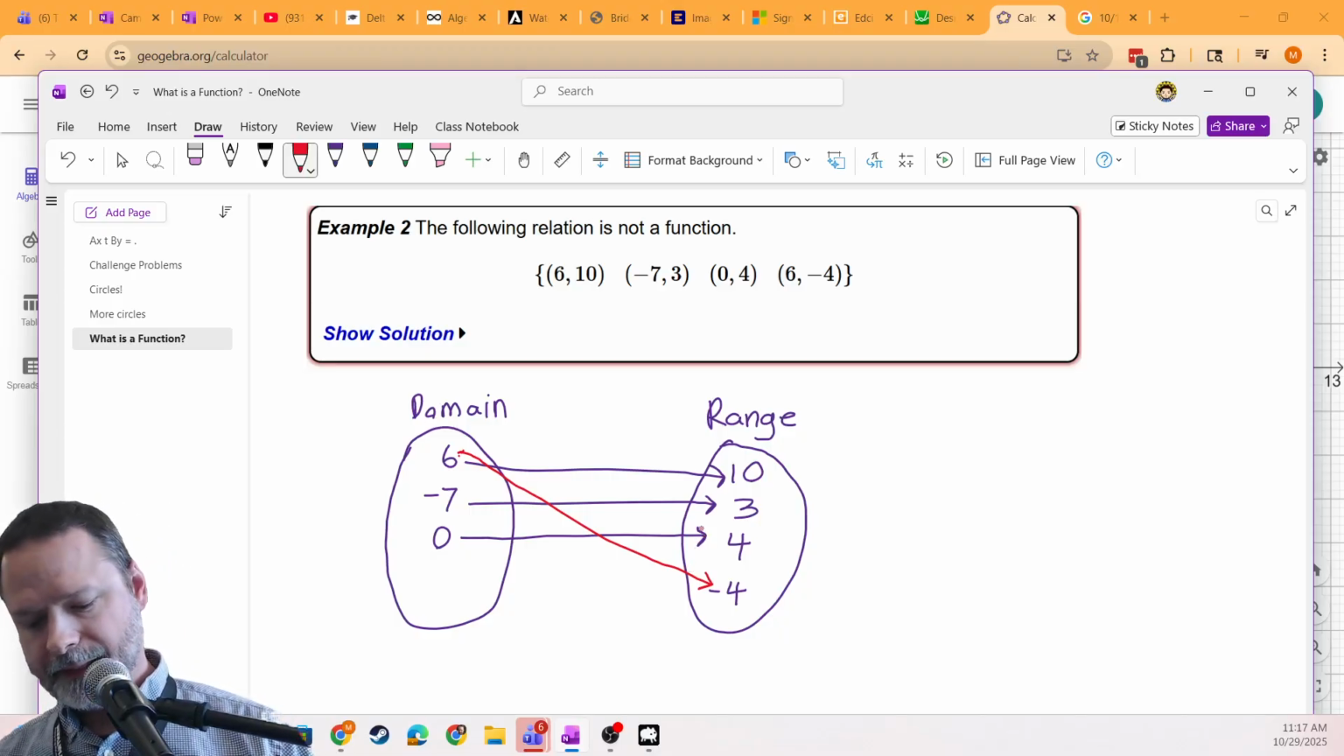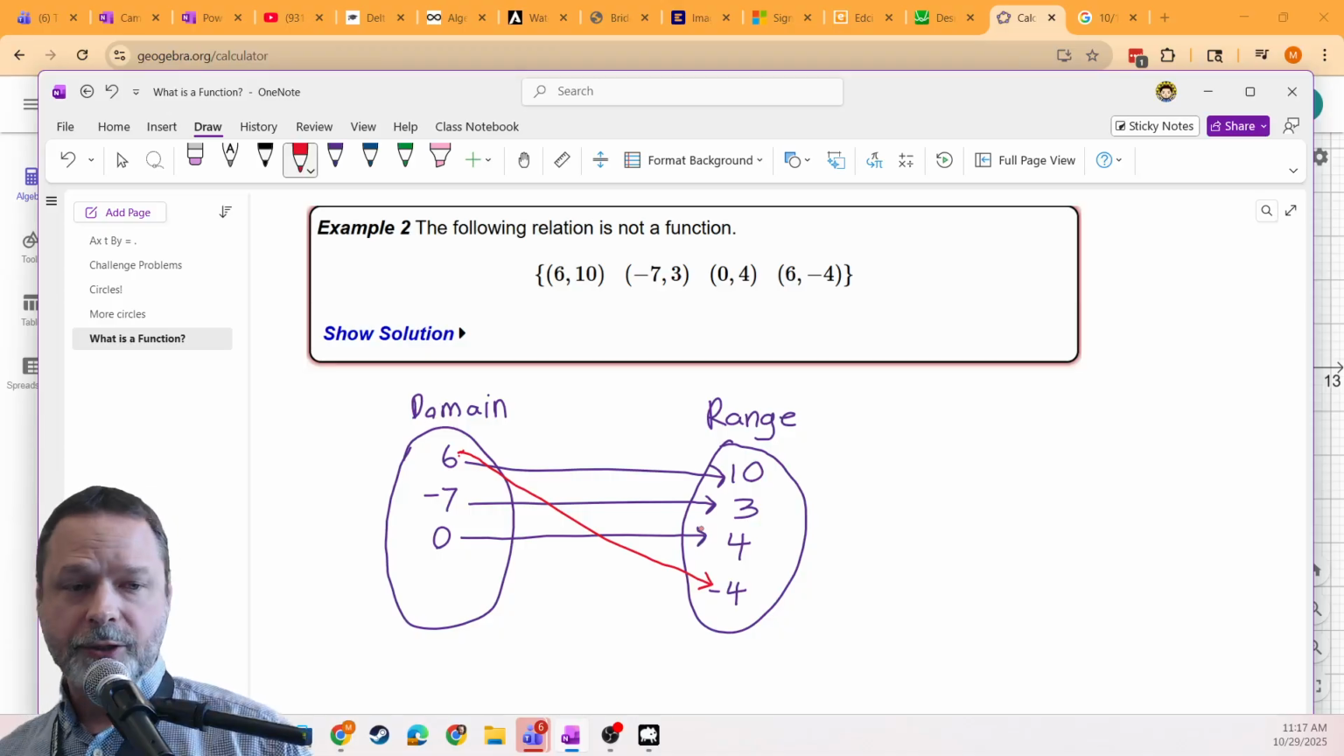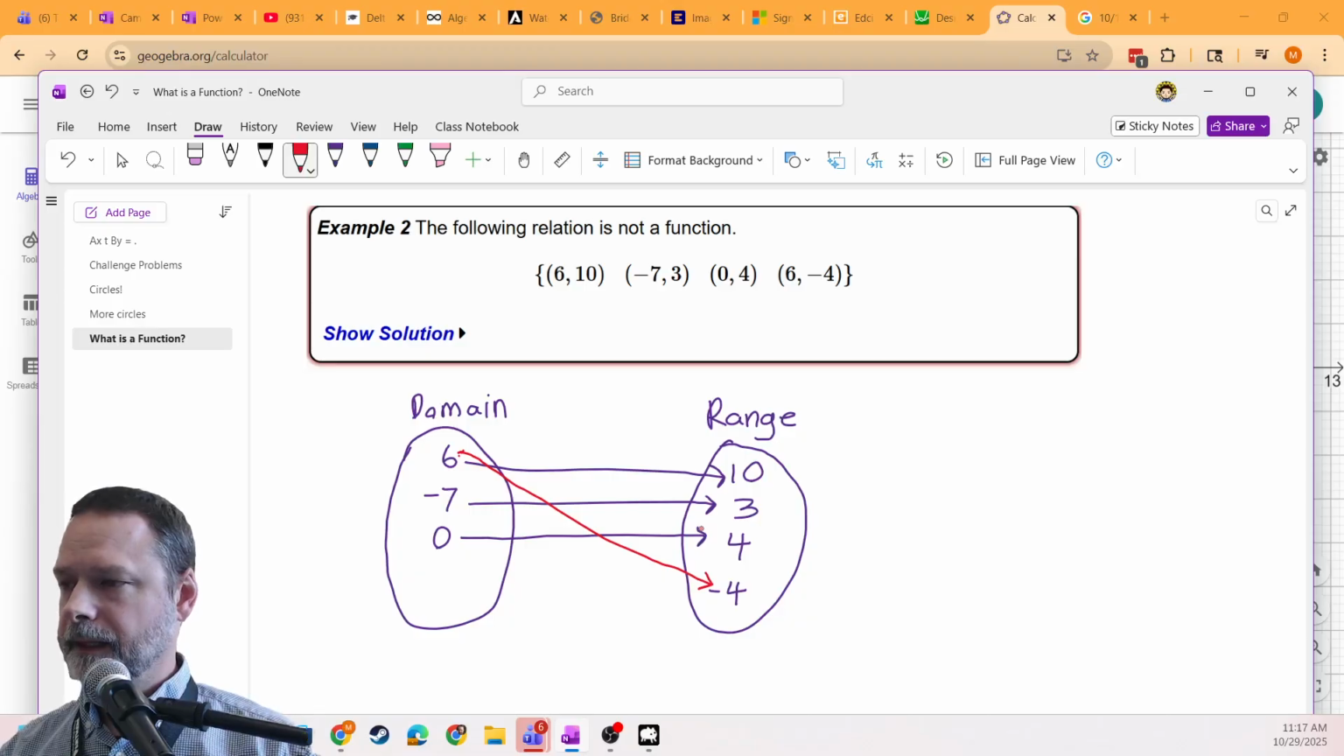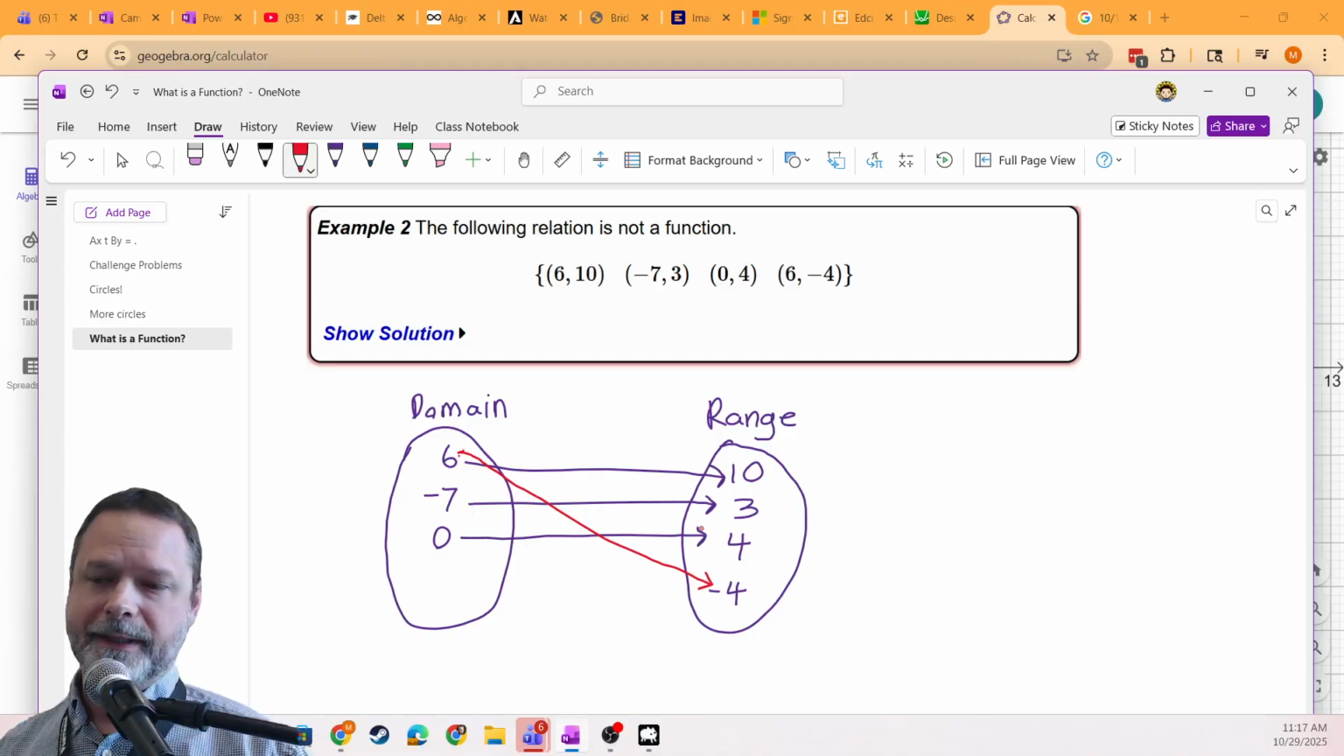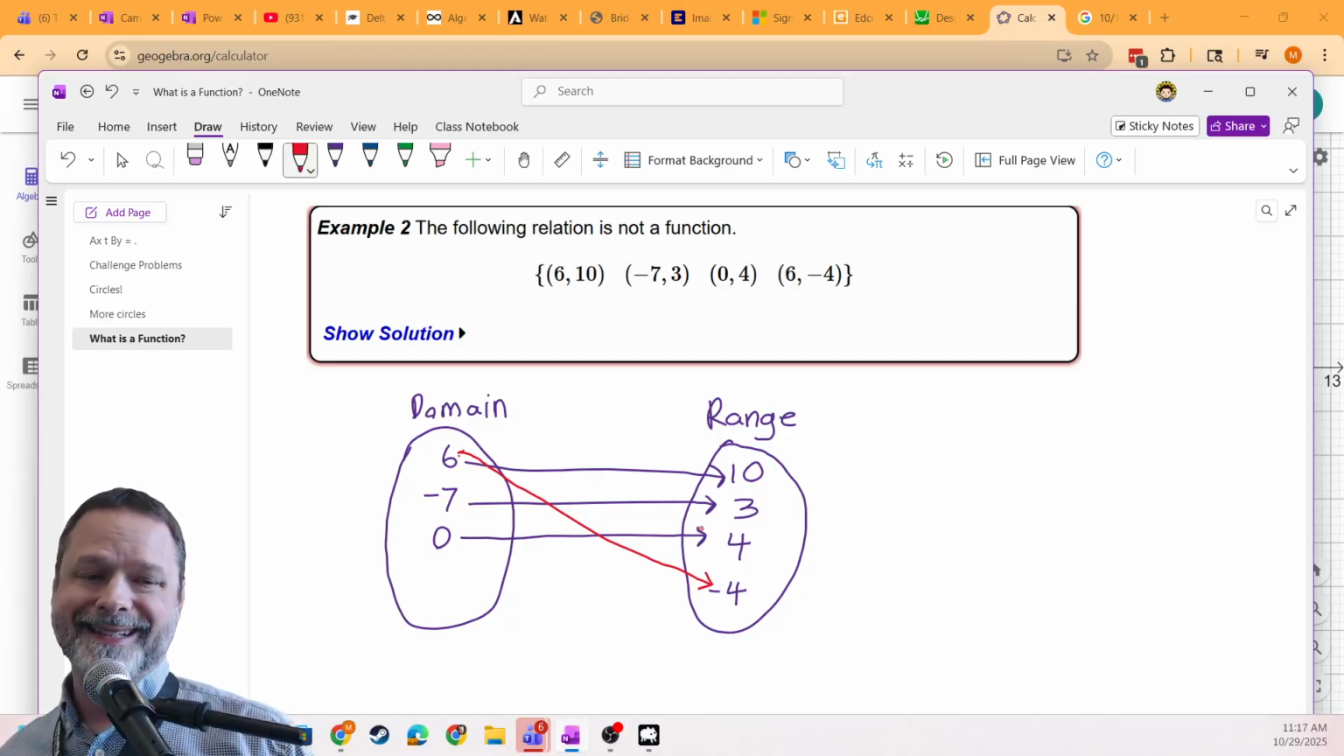So there you go. There's your quick review of functions, the definition of a function, and a couple examples of, well, one example of a function, one example of a relation that is not a function.